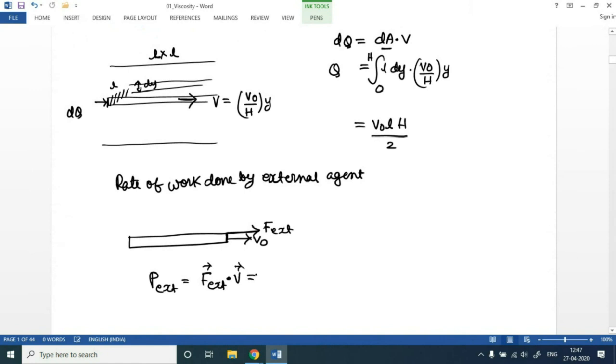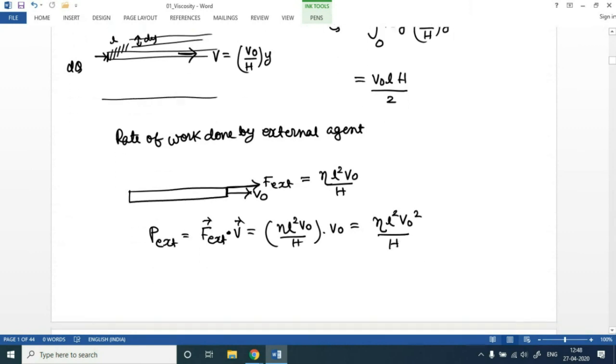And F external magnitude we have already found out. The magnitude here we found out was nothing but eta L square into V naught by H over here, and V naught is a constant. So when you substitute these values, eta L square V naught by H into V naught, what you simply will be getting is eta L square V naught square by H.